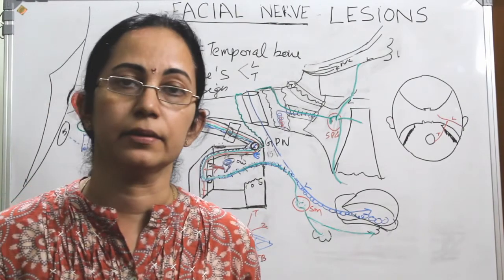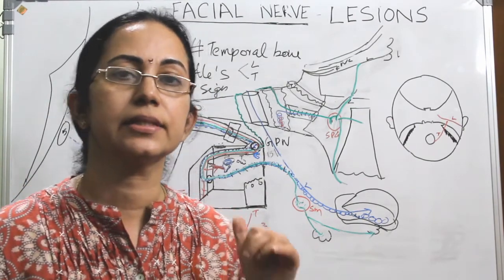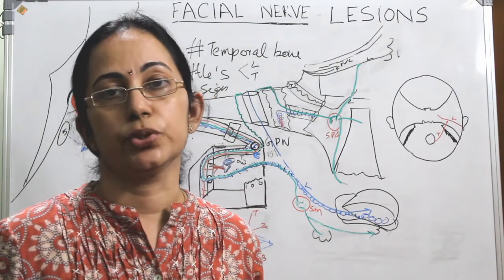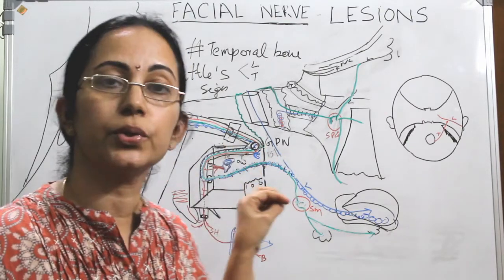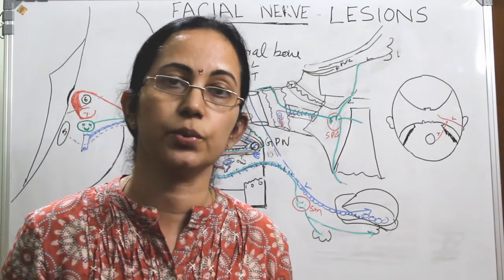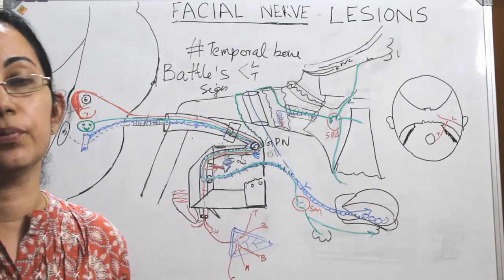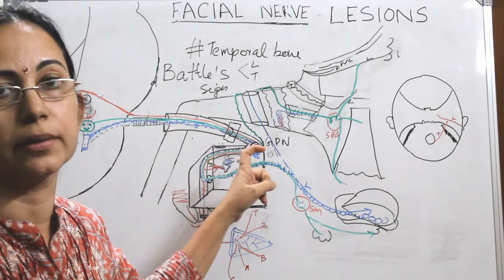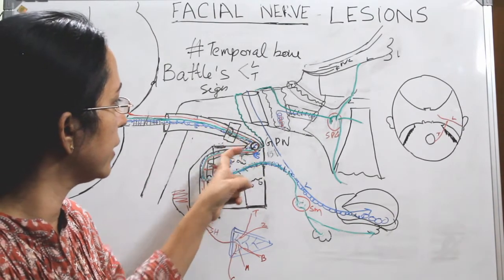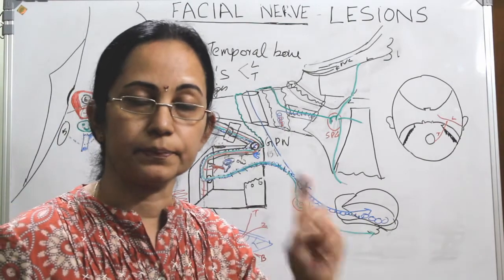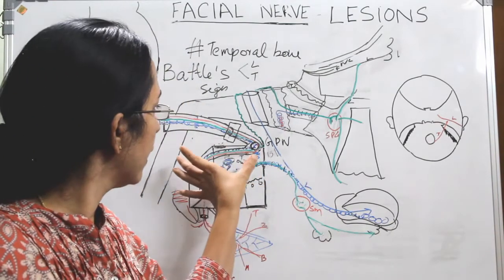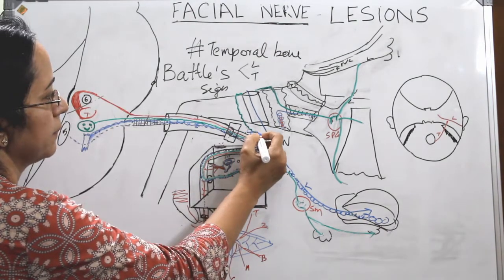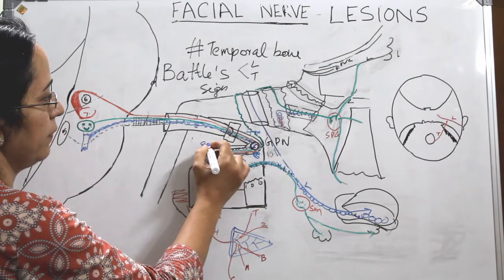This is a constant landmark, and this landmark is very much resistant to erosion. So even if there is bone erosion due to granulation tissue or a cholesteatoma, this processus cochleariformis will not be affected. So this acts as a constant landmark for the geniculate ganglion and also the tympanic segment of the facial nerve. Okay, 4 mm. This part is 8 to 11 mm.